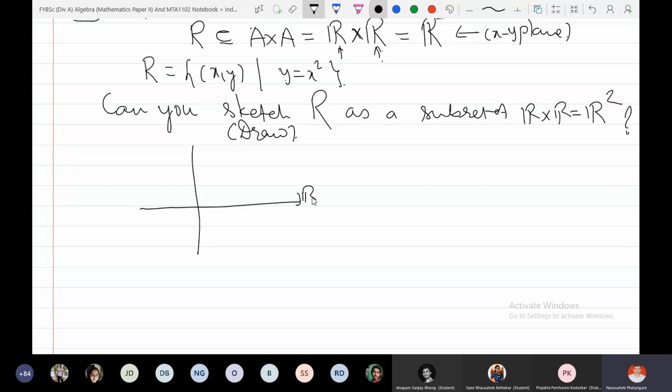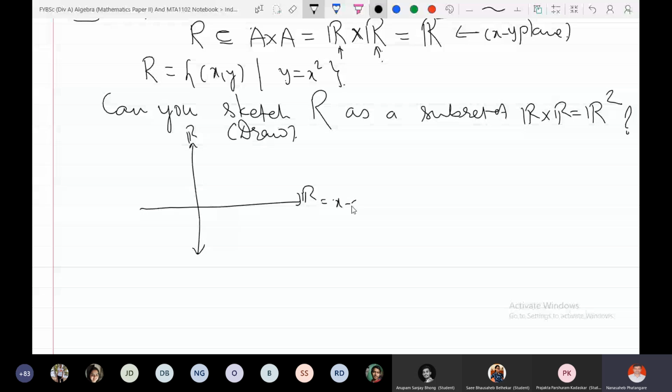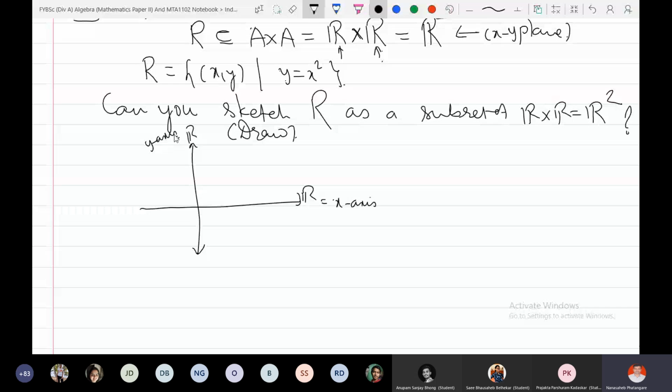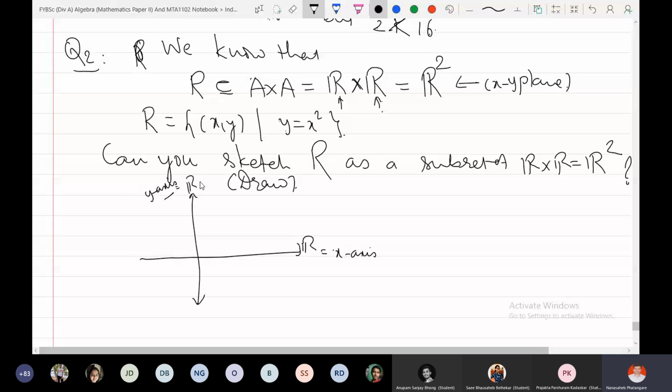Right, this is a real line, which we call the x-axis, and this is the second, the y-axis, right? Now can you tell me, do you understand what is the set?